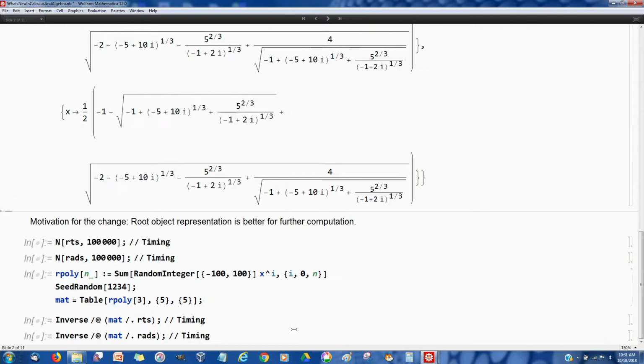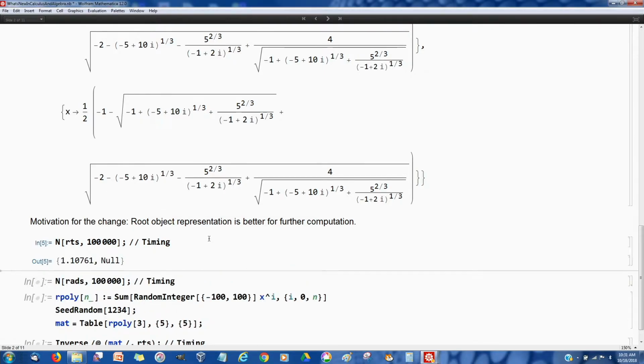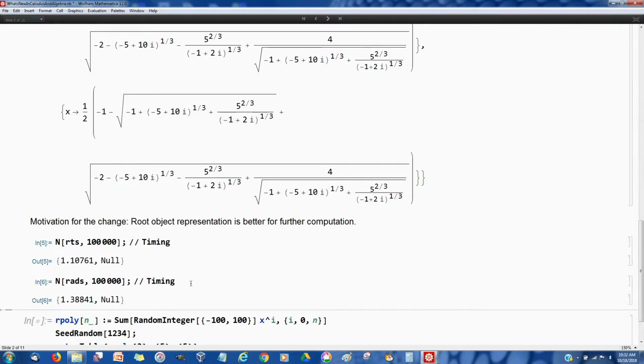So let me give you some motivation for the change. My claim is that the root object representation is much more useful for further computation. That's why we switched. So first, let's try the numeric approximation. The difference here will not be that large, but it's still slightly faster to compute with root objects.